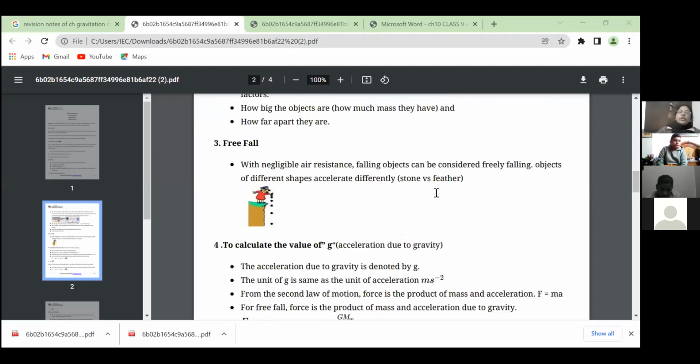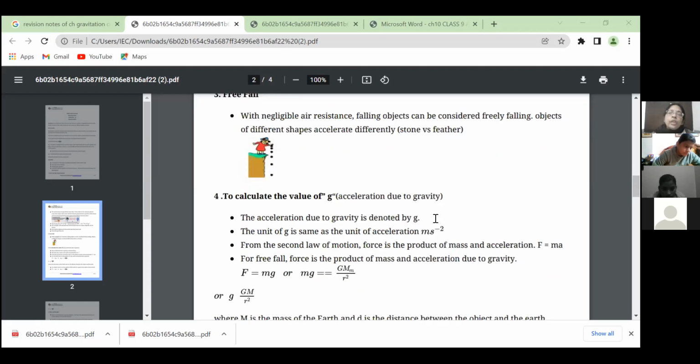Today we are going to read about free fall, children. Free fall means anything falling on its own only under the influence of gravitational force, and no other force is acting on the object. In that case, what happens if you drop two objects from the same height, let it be a stone or a feather, and during free fall, what will happen? Both will fall at the same time when no other force is acting on them.